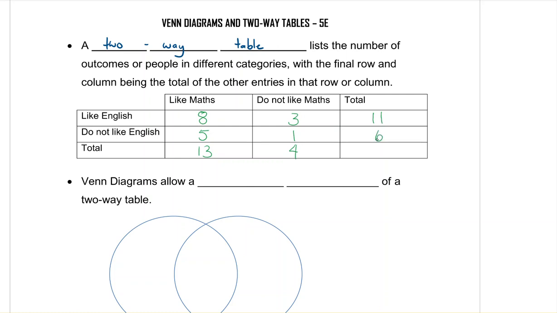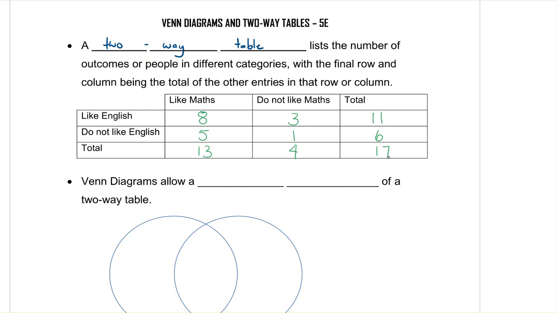Now that last final little box, you can work it out in 2 ways, and it should be the same either way. I can go 13 plus 4, which equals 17, or you could do it vertically. 11 plus 6 also equals 17. Either way you do it, you should always get the same number there. If you get something different when checking vertically and horizontally, it means you probably put one of the numbers in the table wrong.